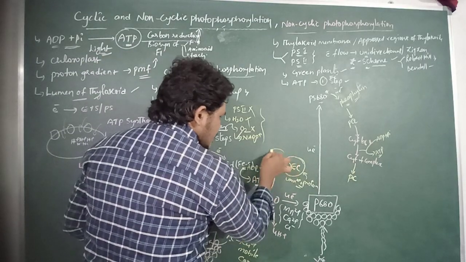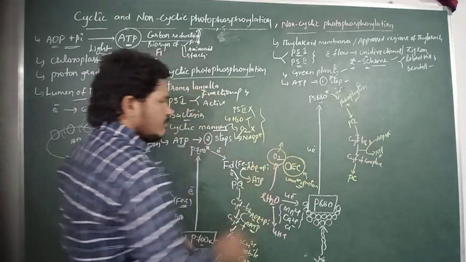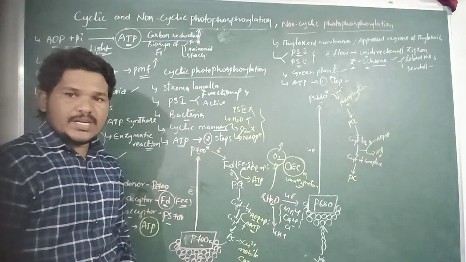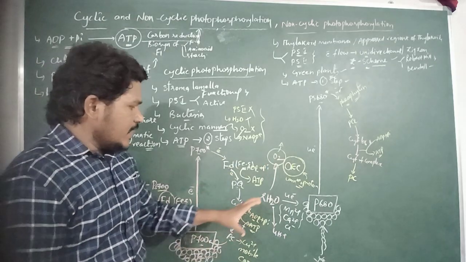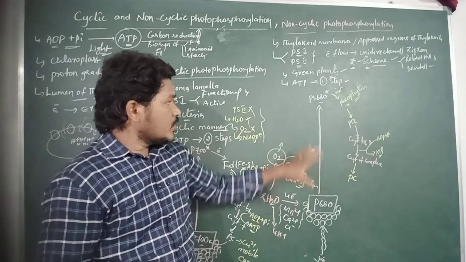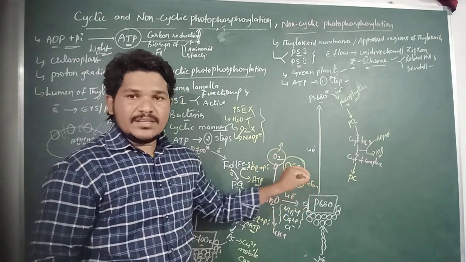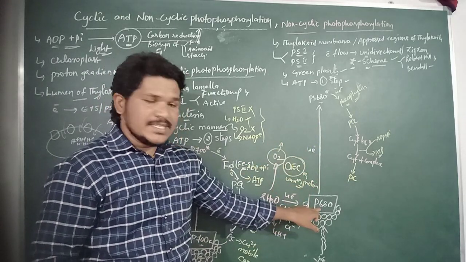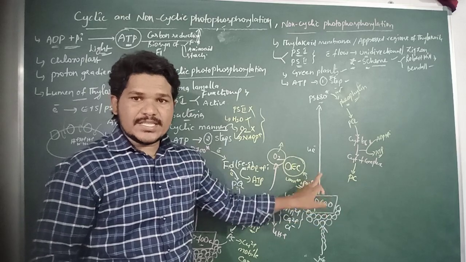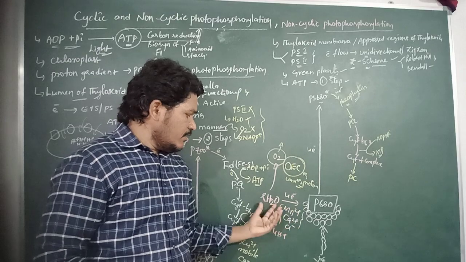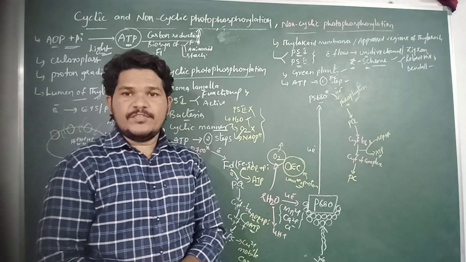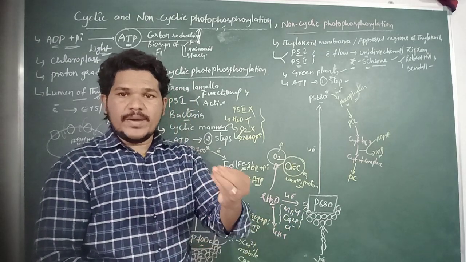The oxygen is a byproduct in photosynthesis. In the non-cyclic photophosphorylation process, the electrons released from P680, the reaction center of PS2, are replaced by the electrons of water when they are released by photolysis.